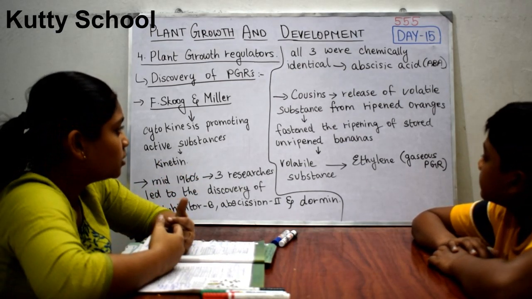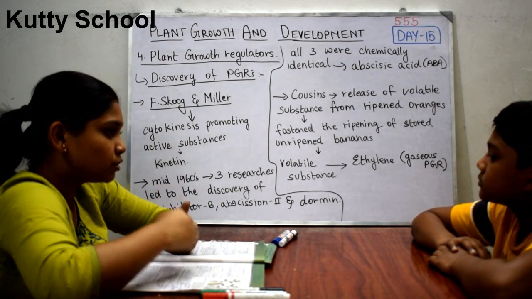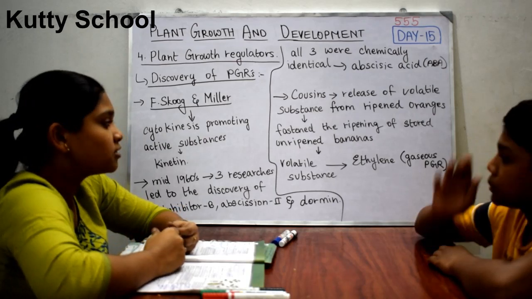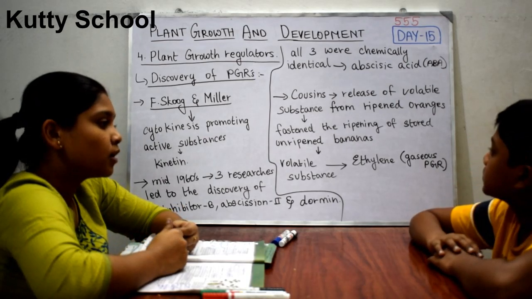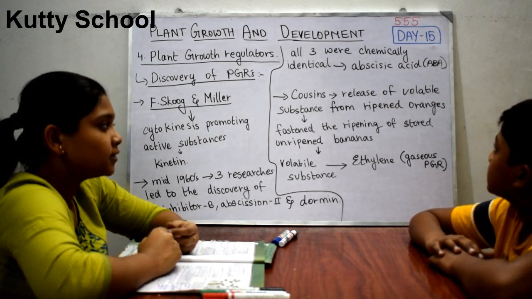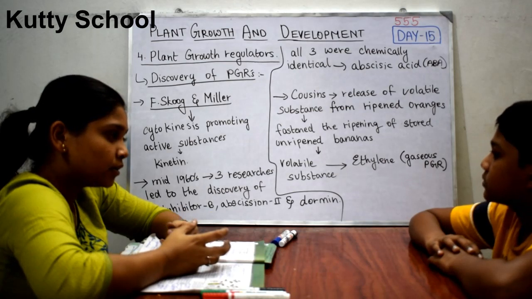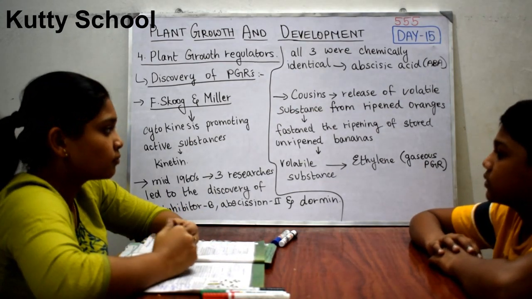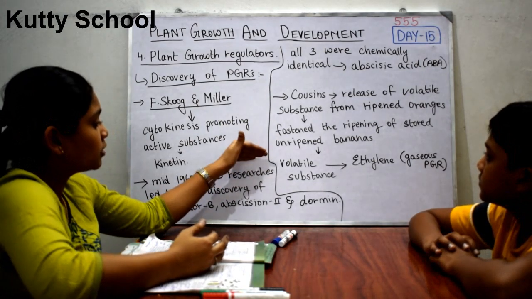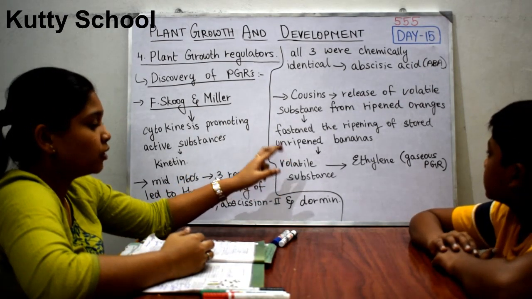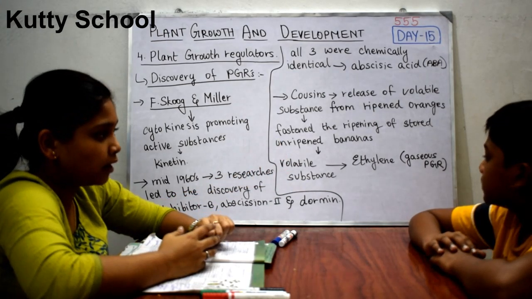So they found that these substances evaporating from the ripened oranges can hasten the ripening of unripened bananas. The volatile substance coming out from ripened oranges can quickly ripen the unripened bananas. After that they discovered that volatile substance and named it ethylene. So it is a gaseous plant growth regulator.